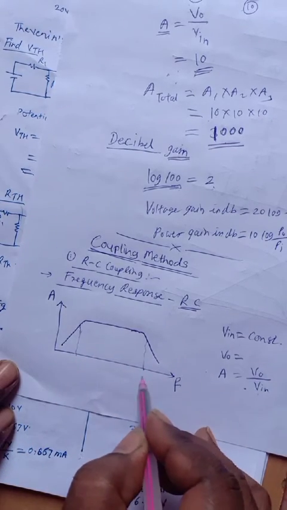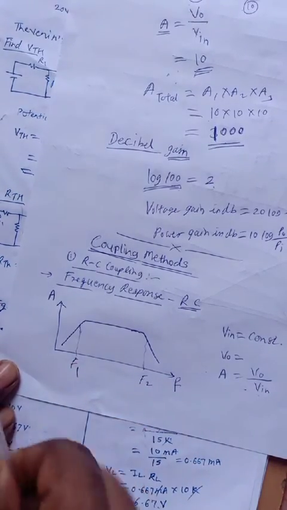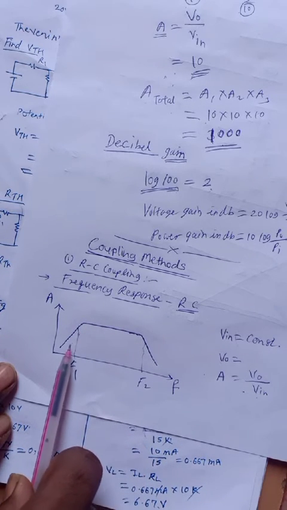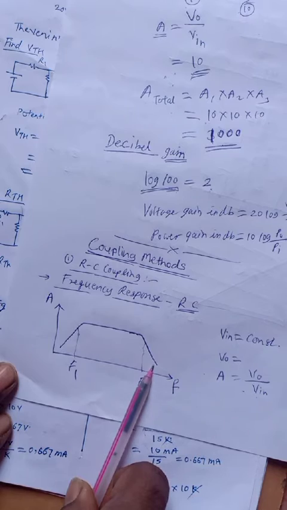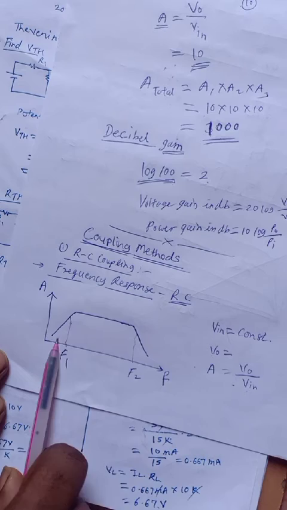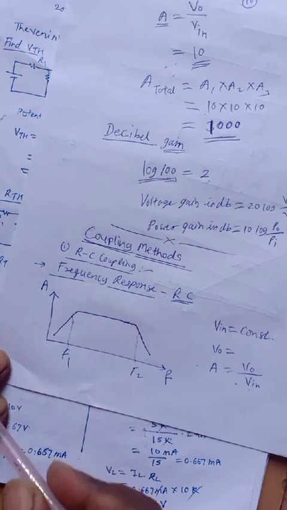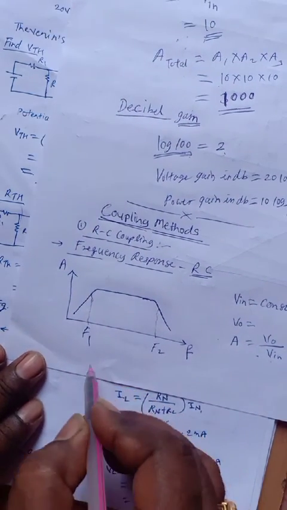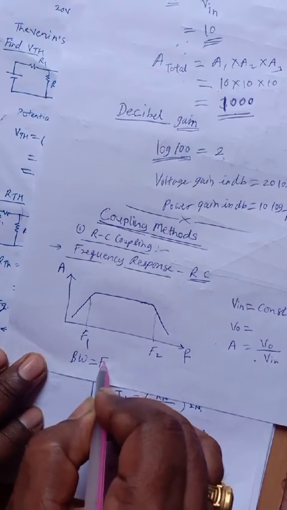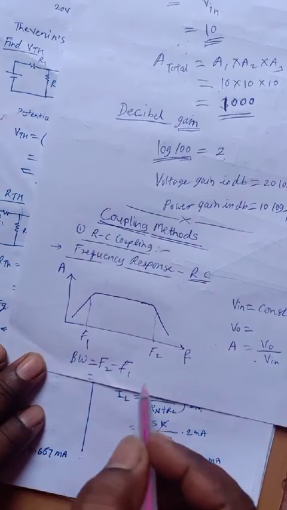If we observe this variation, we can find that the amplifier only works in this range of frequency, say between F1 and F2. Here the gain decreases, and here also the gain decreases. That means this amplifier is not useful at these upper and lower frequencies, and it works better for the middle frequencies. This is known as the bandwidth. Bandwidth means F2 minus F1. This is a range of frequency.